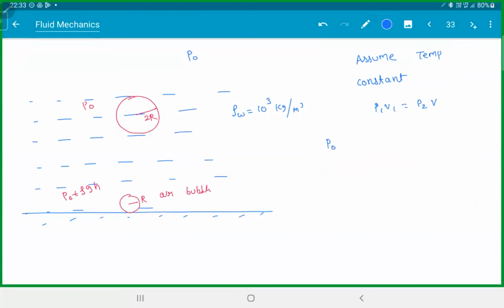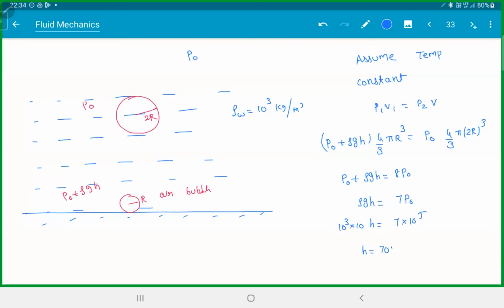So this will be P naught plus rho g h into volume, which is 4/3 pi r cube. This will be P naught into 4/3 pi 2r whole cube. 4 by 3 pi, 4 by 3 pi will cancel. So we get P naught plus rho g h equal to 8 times P naught. So rho g h is 7 P naught. Rho is 10 power 3, g is 10, and atmospheric pressure is 10 power 5. h will be 70 meters.